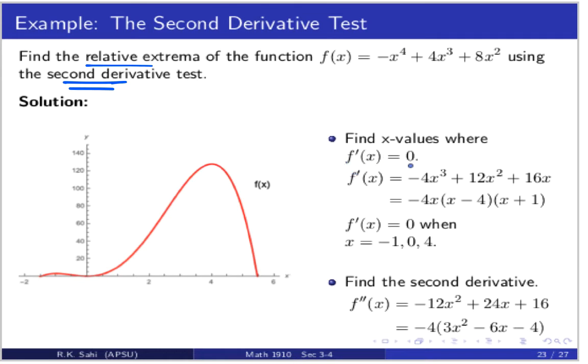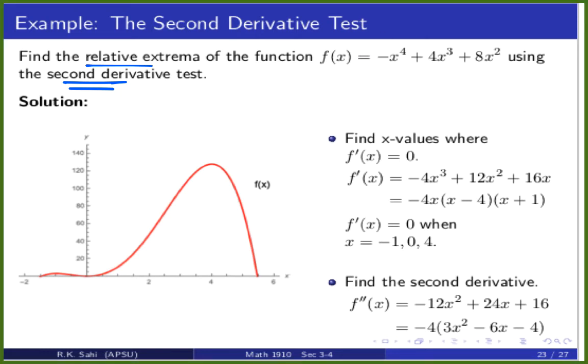So f prime of x is 0. We get minus 4x cubed plus 12x squared plus 16x, which I can combine. It's a cubic function. I can factor it into minus 4x, x minus 4, and x plus 1. So when f prime of x is 0, we get x to be minus 1, 0, and 4. These are our critical numbers where the function has a horizontal tangent line.